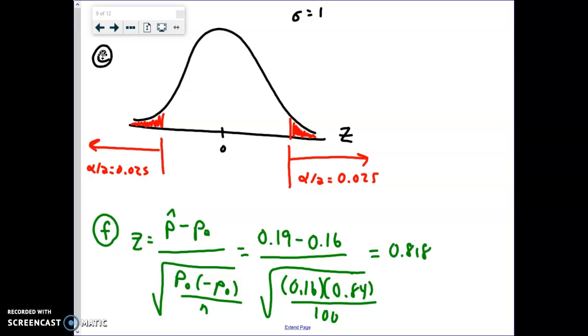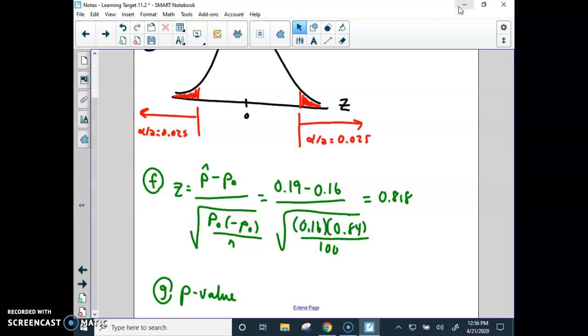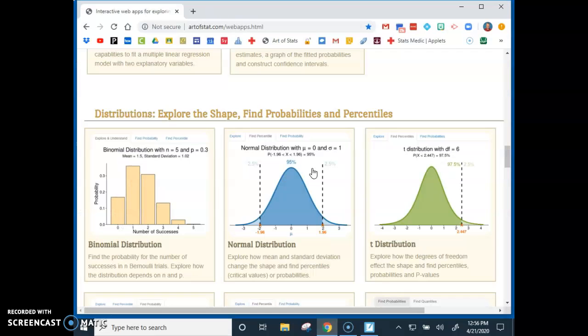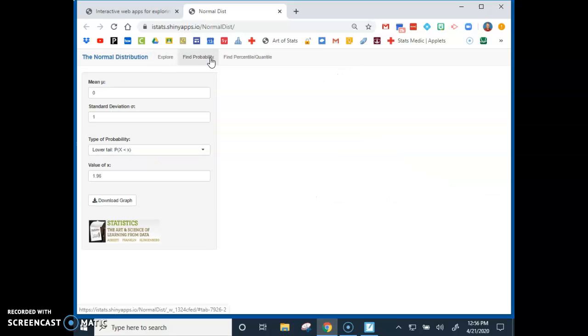Okay? So, ladies and gents, if we go back here, we want to find now the p-value. So, if I'm going to extend this down, extend the page. So that's F. So for G, we want to know what's the p-value for this test statistic and our alternative hypothesis. So, ladies and gentlemen, we click out of there, minimize this. You go to your normal distribution, okay, and then we are going to go to find a probability.